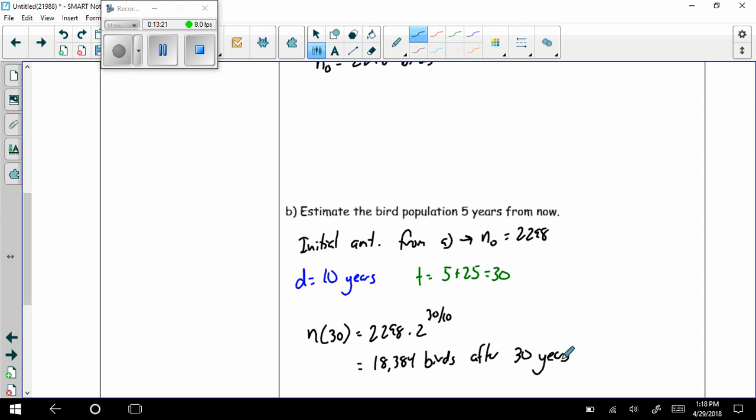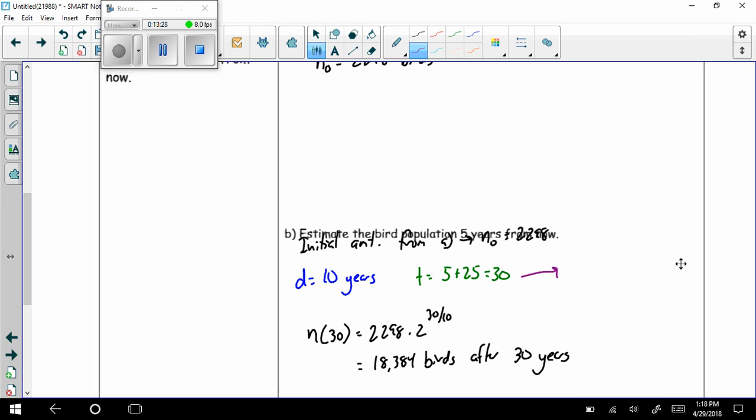Okay, and so when we're looking at this, just in case, here's where I would expect you to be a little bit insightful about the answers that you're getting. Let's mess it up, that's fine. If you would have plugged in t equals 5, you would have done 2298 times 2 to the 5 over 10, and you would have gotten roughly 3249.